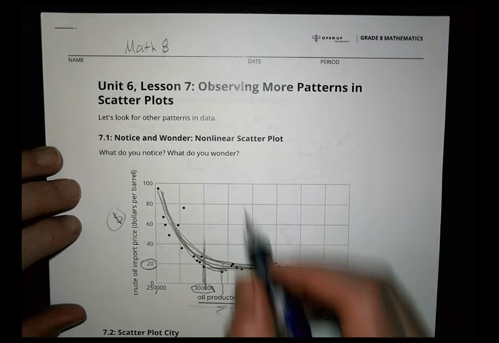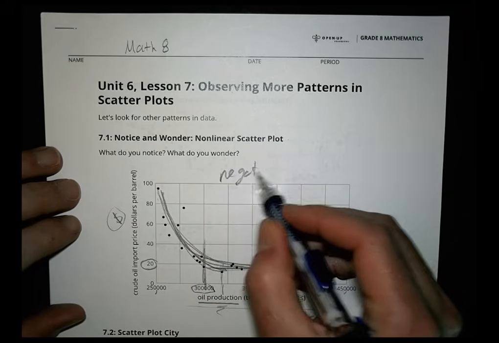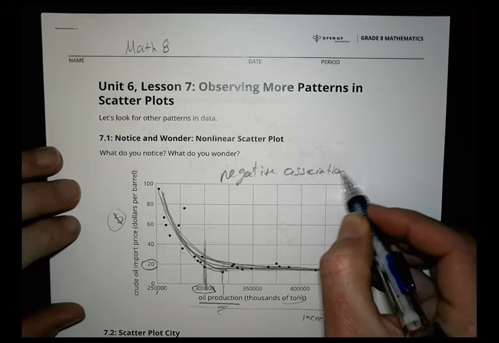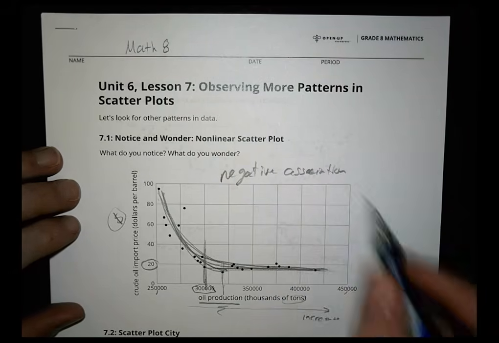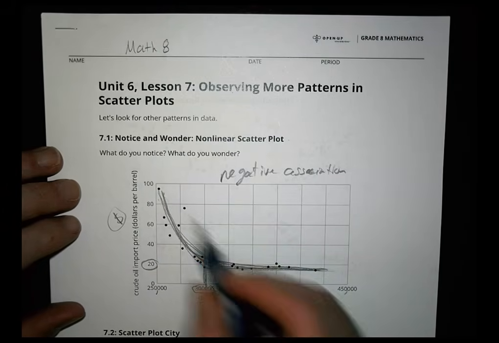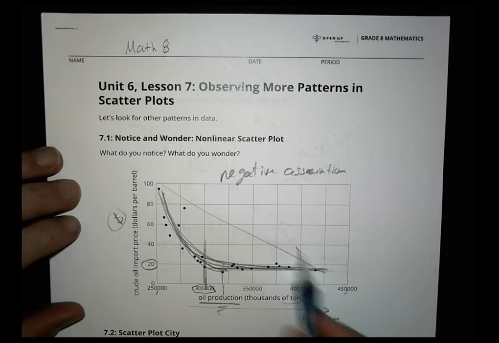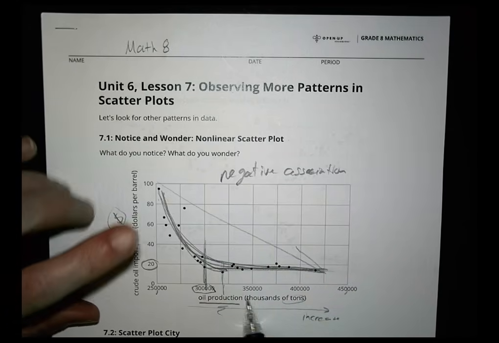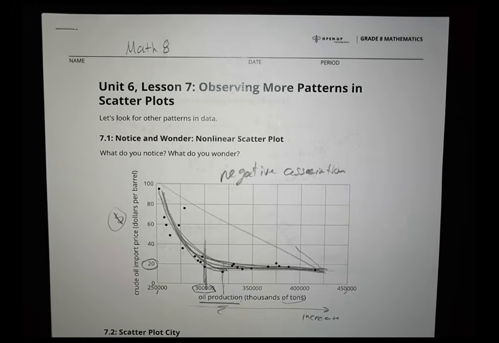We could say there's a negative association. The reason we would say that is because as oil production increases, the price decreases. So it has a downward slope for sure. Even though it's not a straight line, it'd still be a negative association for how these two things are connected to each other. Alright, let's move on to Activity number 2.